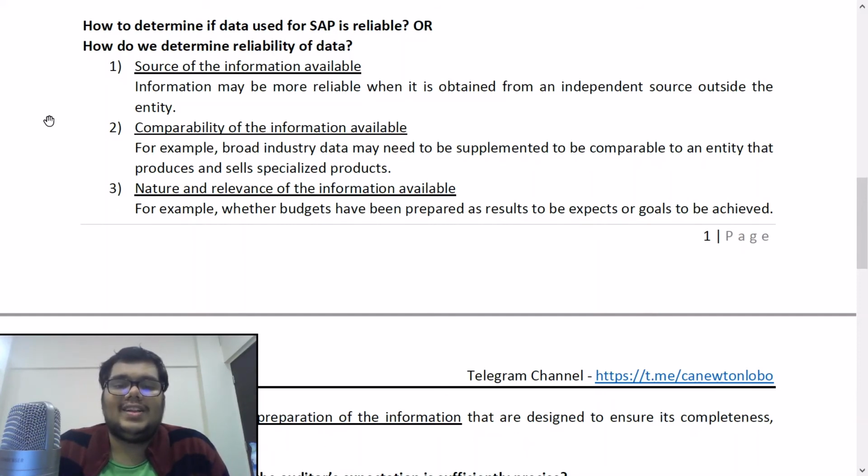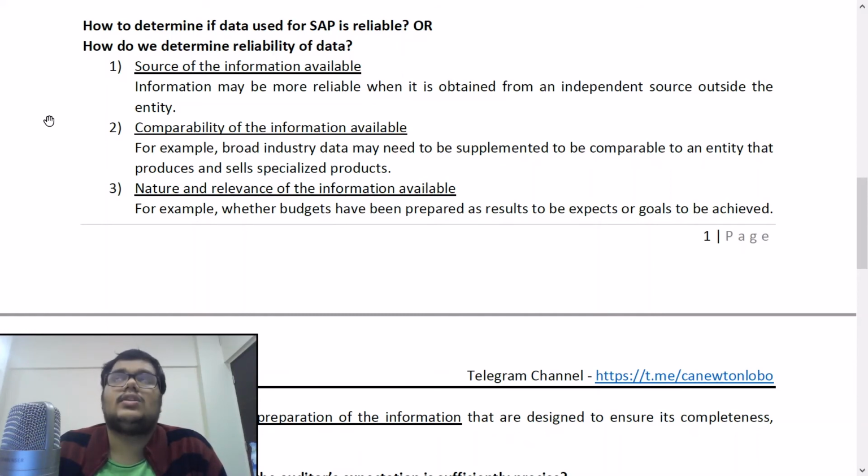For example, whether budgets have been prepared as results to be expected or goals to be achieved. Now this is also a very important differentiation. Sometimes some companies prepare budgets as targets. They want to obtain these targets, but these targets could be very unrealistic. But sometimes they may prepare budgets that are actually achievable. Budgets can be made just as targets, as unrealistic targets, or as something that can actually be achieved, goals to be achieved. So you have to also consider this.